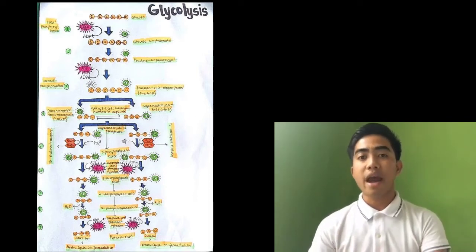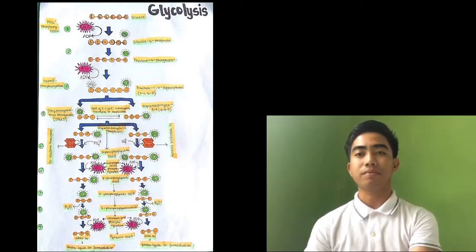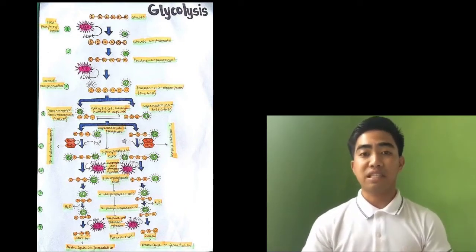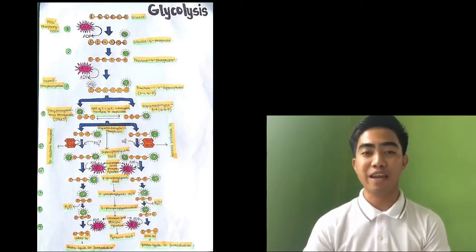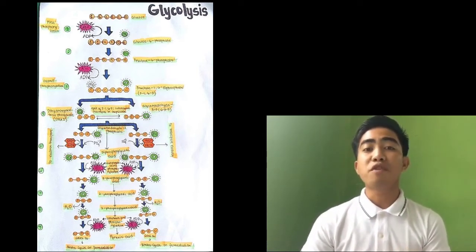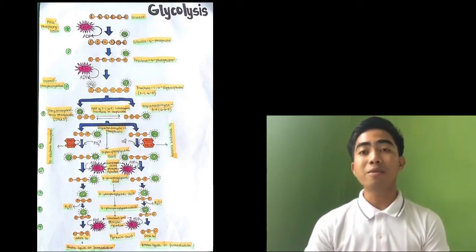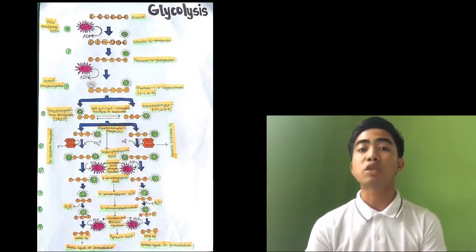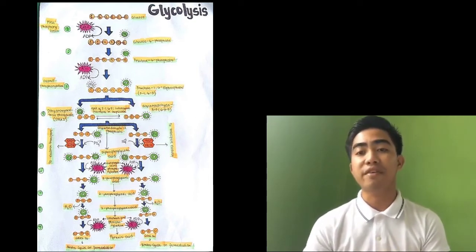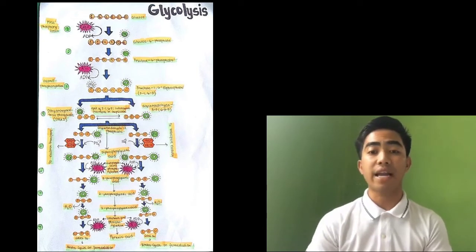So that is what happened in step 1. And for step 2, our glucose 6-phosphate is converted to its isomer, which is fructose 6-phosphate, by the enzyme phosphoglucoisomerase. When we say isomer, it is two or more compounds with the same formula but having different arrangements. Our glucose 6-phosphate and fructose 6-phosphate only differ in the arrangement of hydrogen, carbon, and oxygen.